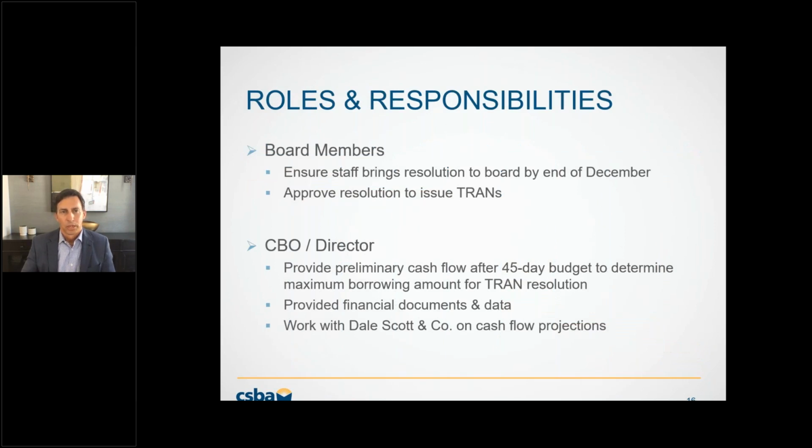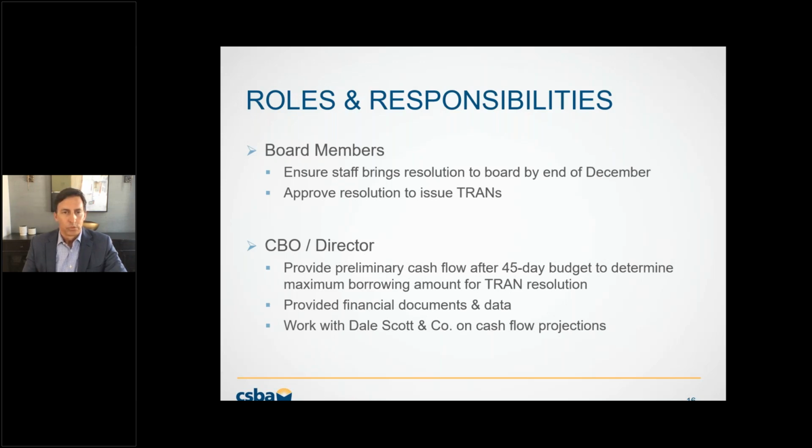So thinking a little bit about roles and responsibilities for people on this call. I think there are really two key constituencies here. One will be the board members. And again, we've got about a 3-month lead time to have the TRAN in place. And so ensuring that staff is looking at cash flow and gets that resolution to the board by the end of the calendar year, and the board approves that TRAN, puts the district on a great timeline to participate in the program and to be ready to issue the TRAN in February, March.